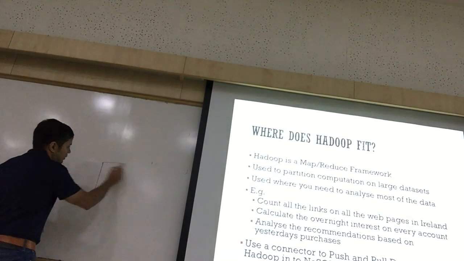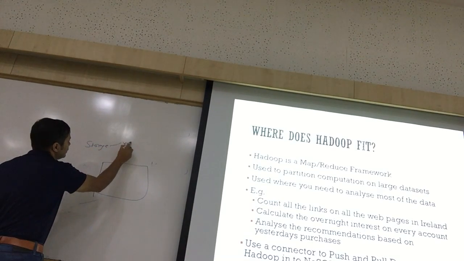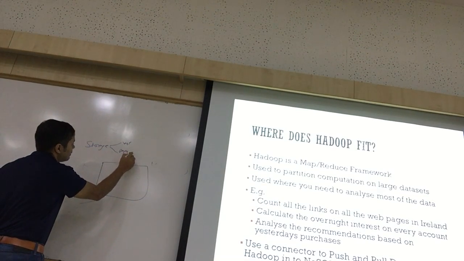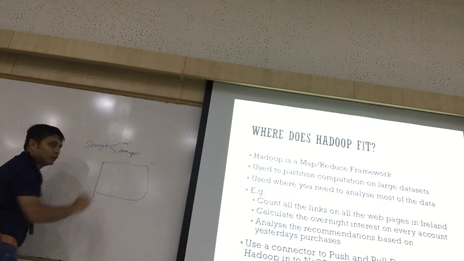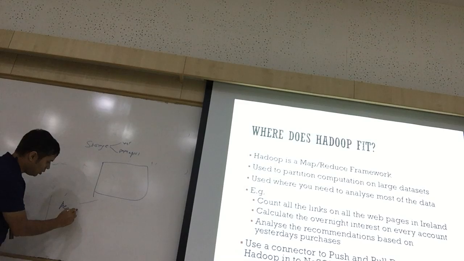Mongo, how does it work? Mongo has two storage engines. One is called WiredTiger, and another one is called MMAP. Let's look at MMAP, and then we come to Aerospike as well.